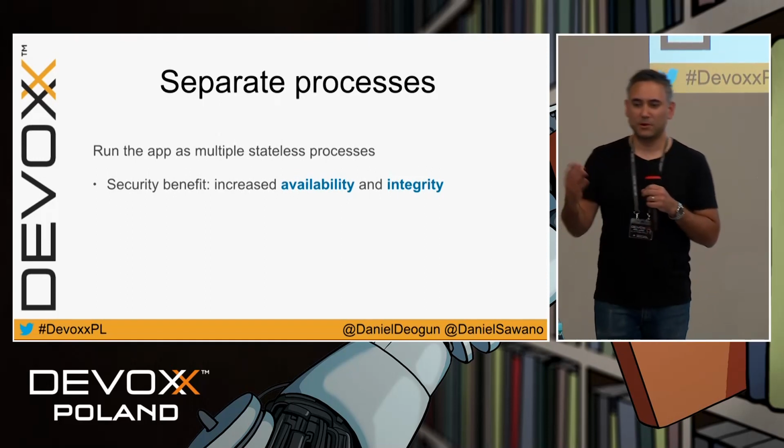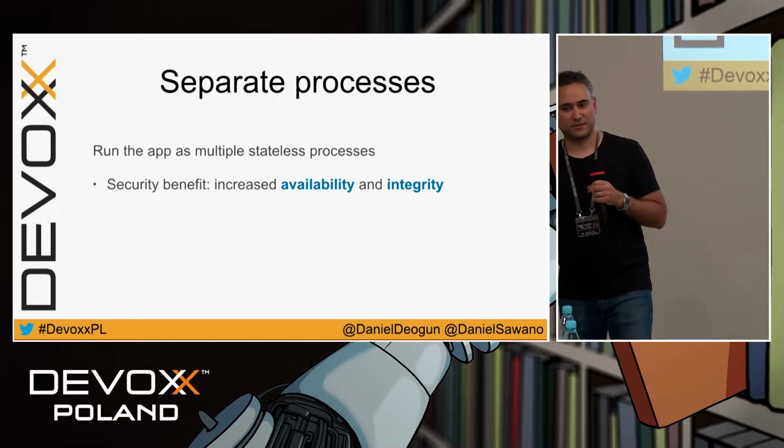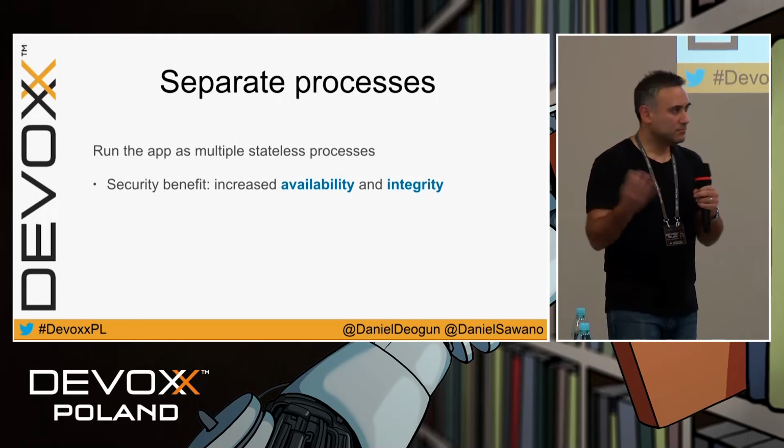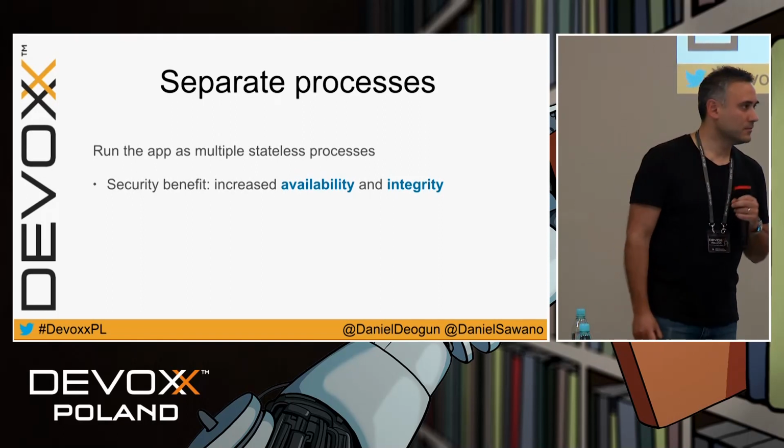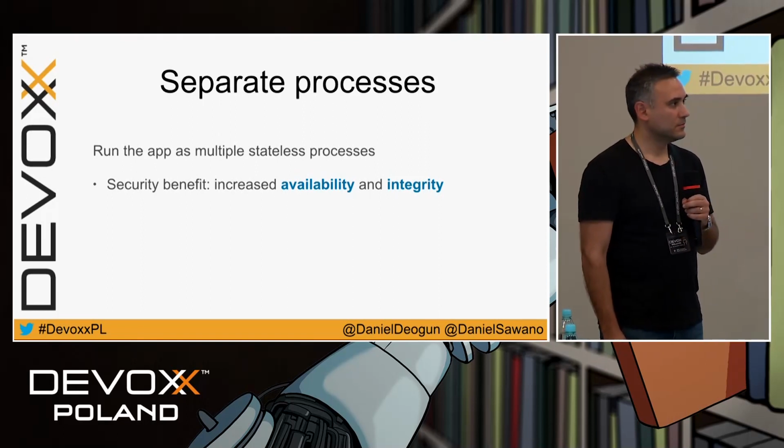Run the app as multiple stateless processes. So again, we said that will enable you to add more instances when you get more load, and you can also remove instances. But when you're adding more instances, you're essentially ensuring that your service is available during heavy load. So it's available, which actually turns out to be good for security.